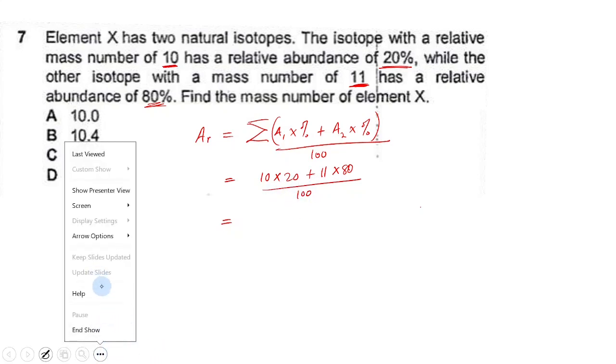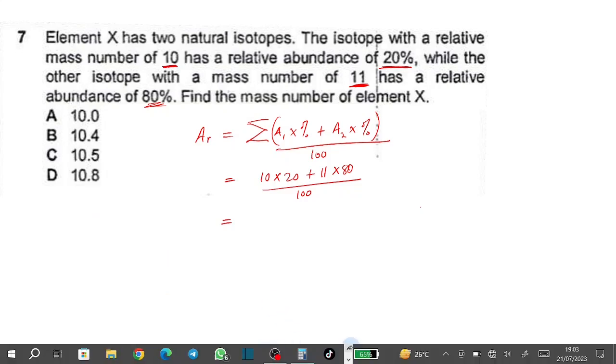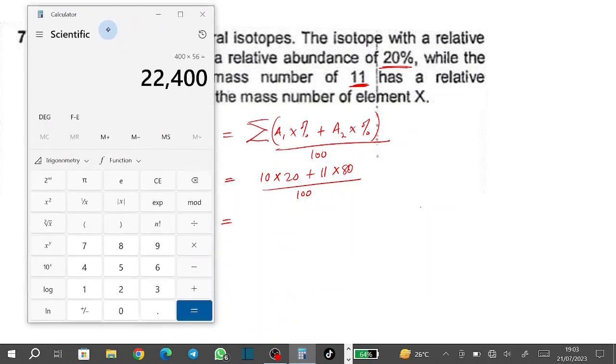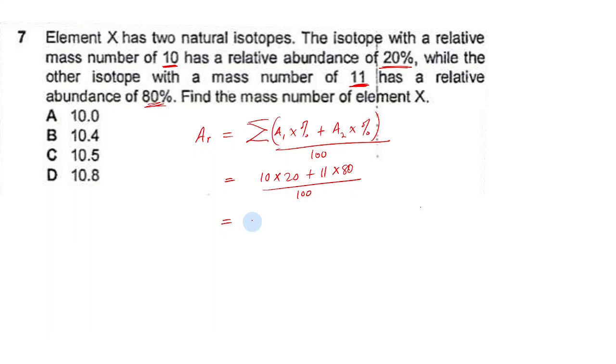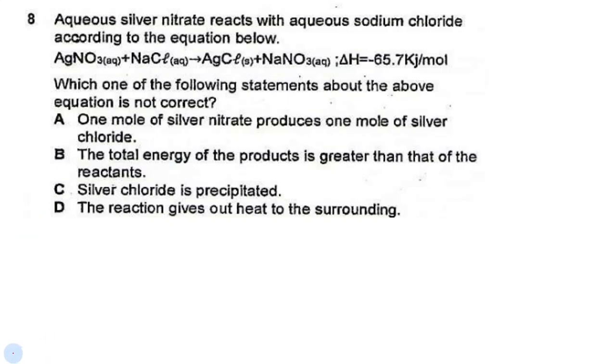This is what they did with carbon too, guys. Let me just do it quickly. 10 times 20 will be 200. Then 11 times 80 is 880, plus 200, then divided by 100, which will be 10.8. So the answer is 10.8. It has no units, which means our answer is D.